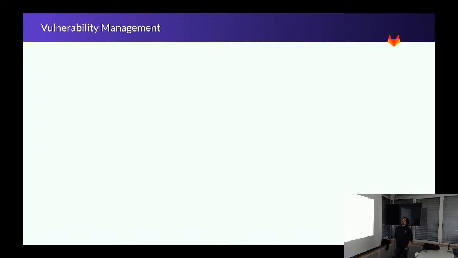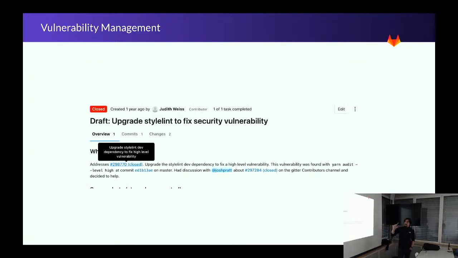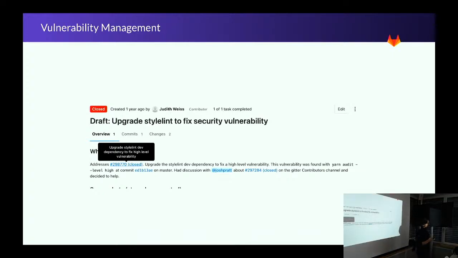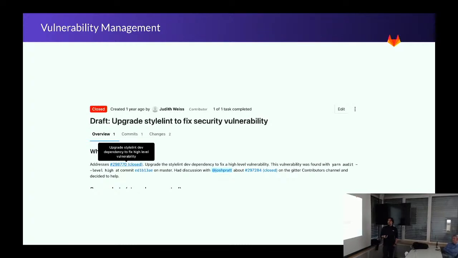The second one, by the way, sorry. The attack looked so real because if you check the description of the MR, and the tooltip, it says upgrade style in dev dependency to fix high-level vulnerability. So we had an issue to change the dependencies because it contained a vulnerability. So the contributor had a real case. It was very realistic. But as I said, it was not merged because Paul was reluctant. By pure luck, Paul was reluctant to add a new dependency.